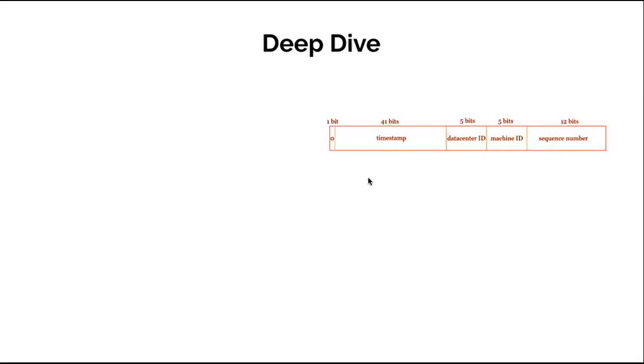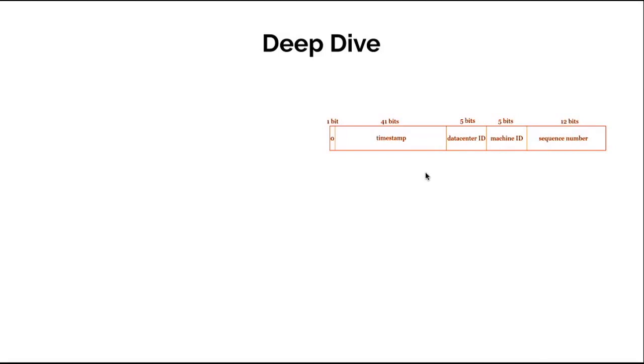Here is how a Twitter Snowflake unique ID looks. It has an initial signed or unsigned bit, then a 41-bit timestamp, then 5 bits for the data center ID, 5 bits for the machine ID, and 12 bits for the sequence number.